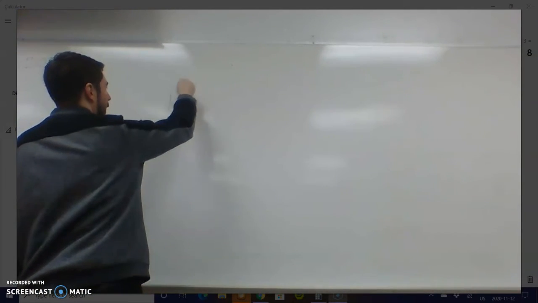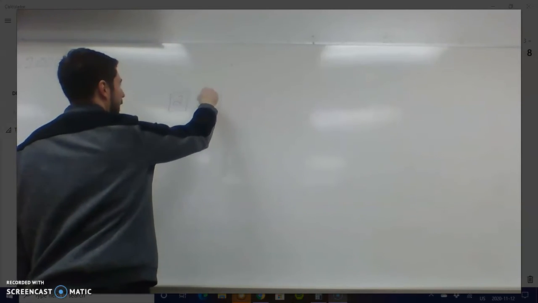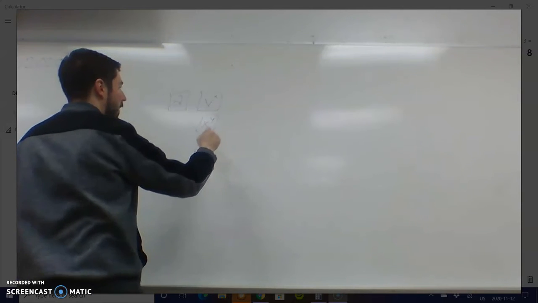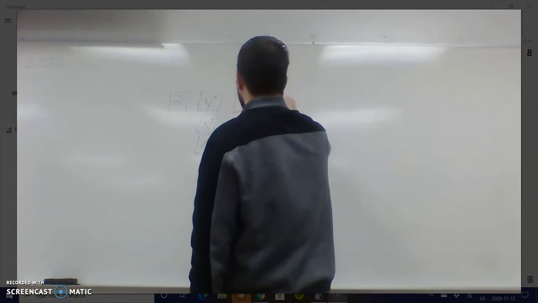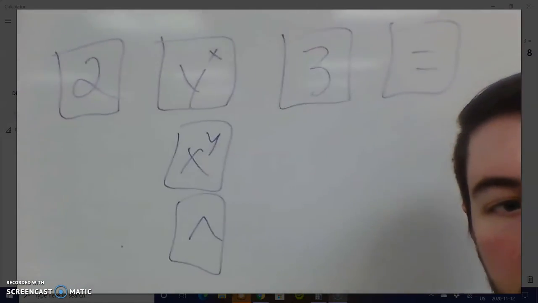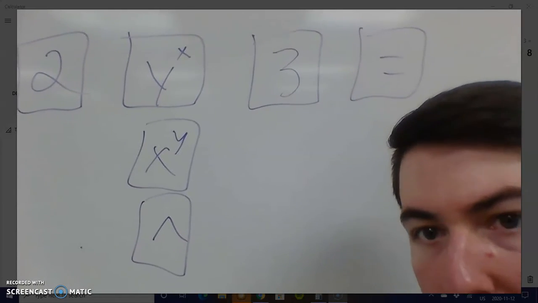So just to do a quick recap, I'll write it here on the board. It's kind of hard to see, but you press the 2, then whatever your power button is, and then 3, and then equals will give you 2 to the power of 3. Yeah, so that's just a quick rundown of how to calculate it using different forms of technology.